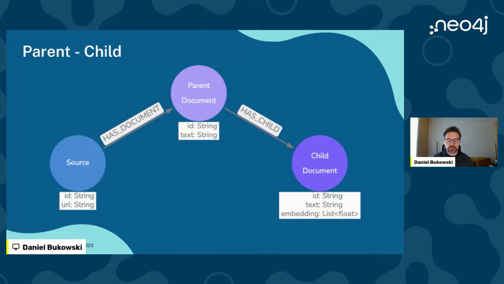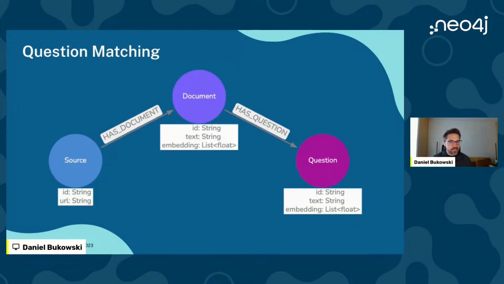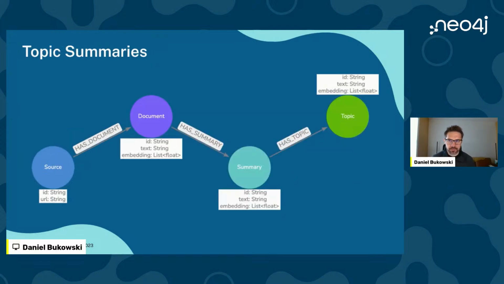I think it's really useful to depict this as a graph rather than some other format, because you can really see how the elements are connected to each other. Similar with the question matching: we have the source, the larger document, and then the question. As we'll show, these are either questions generated by the LLM or the most frequent questions we see when we're looking at the logs of our application.